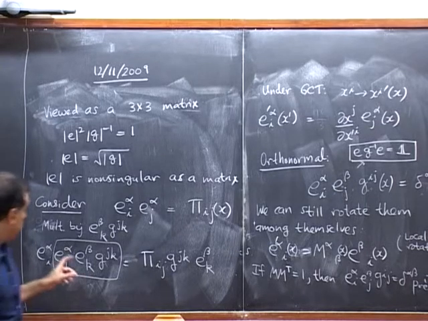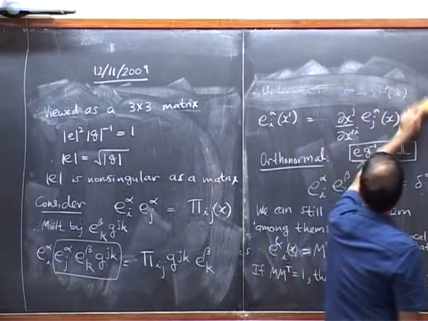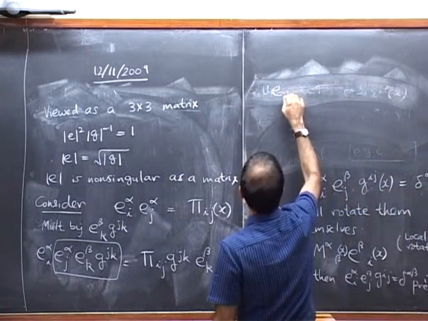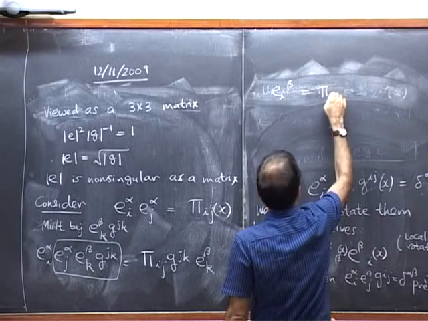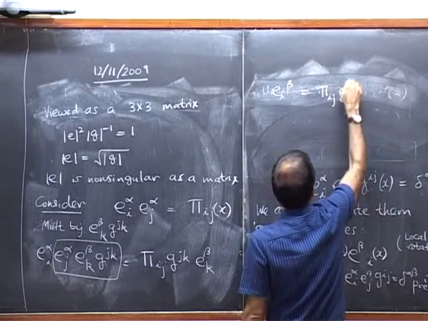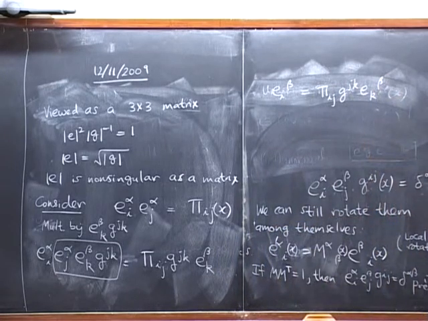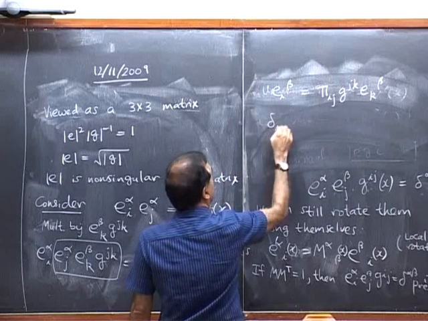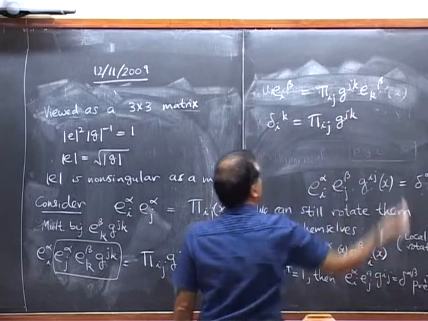Delta alpha beta, so that when contracted with this it converts this alpha to a beta. So we find that E^i_β is equal to π^ij g_jk E^k_β. Now E is invertible as a matrix, so I can cancel off E from both sides and find that δ^i_k is equal to π^ij g_jk.